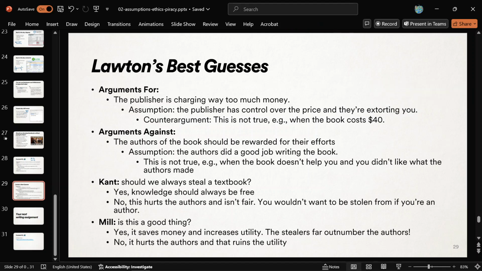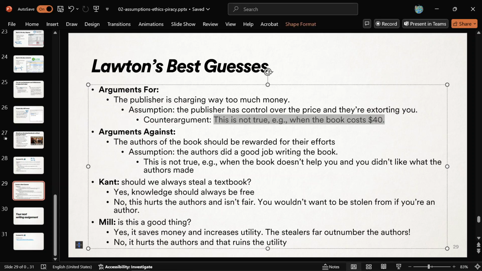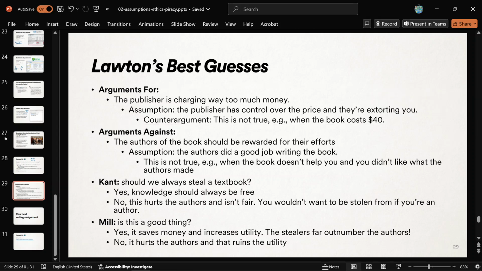Because you could have a counter argument and say, oh, that's not true, because sometimes it costs money to print in color, and if the textbook is $40, you can't really get around that. That's as cheap as it could be, maybe. All right. So do you see that there's flip sides of all this stuff?